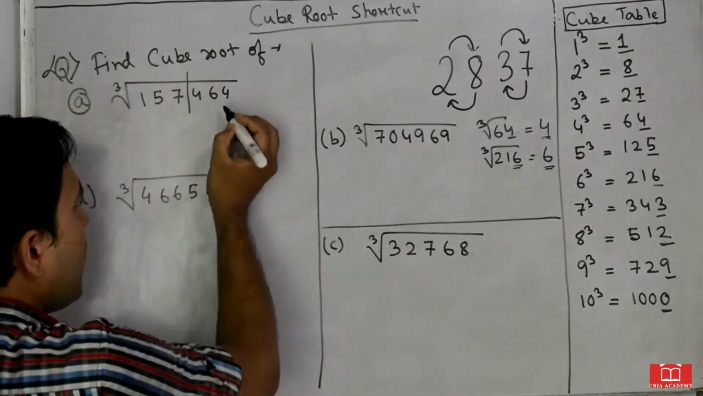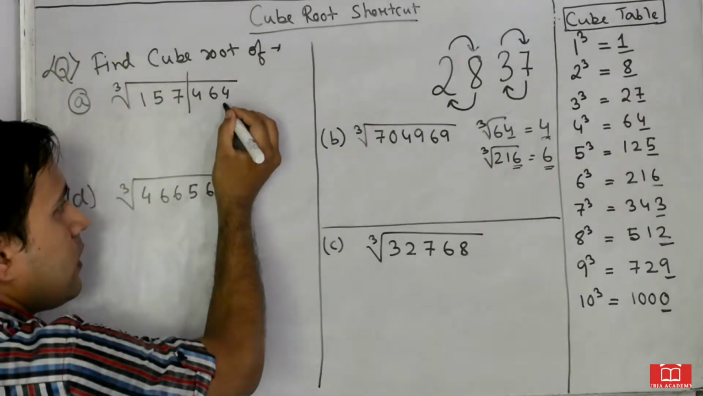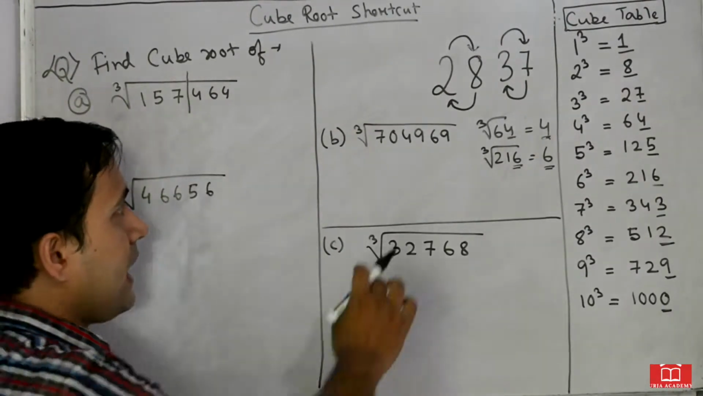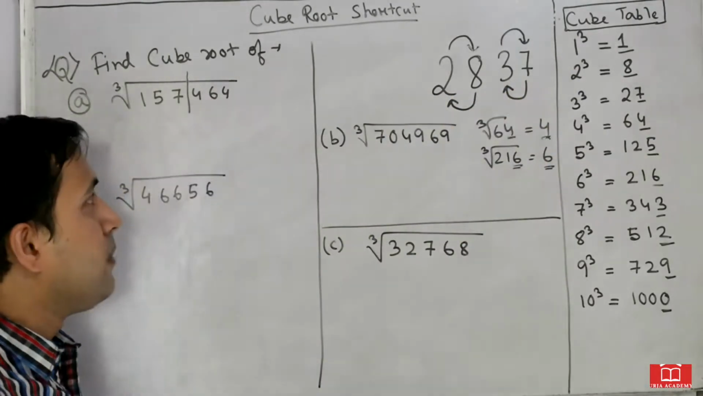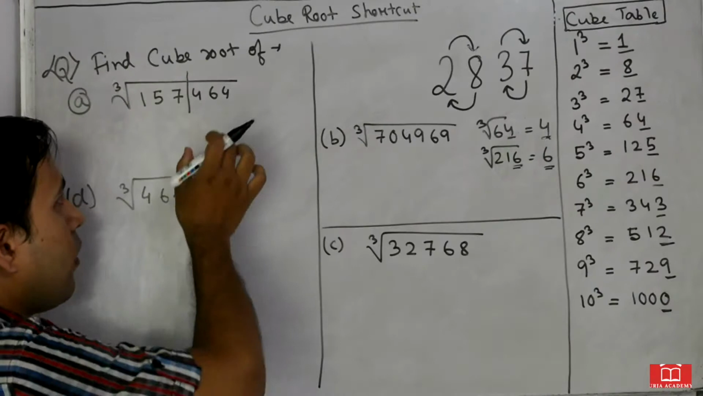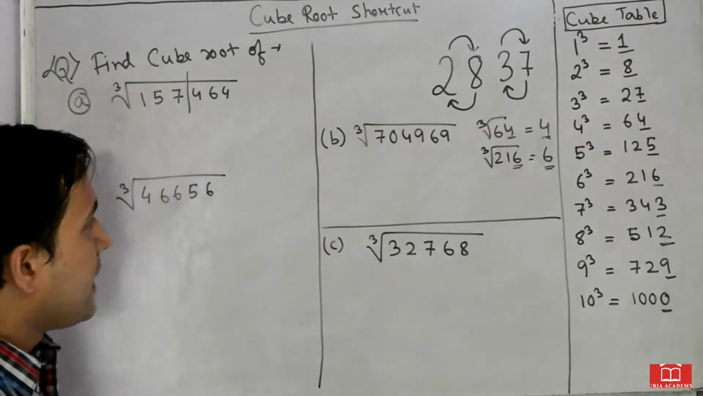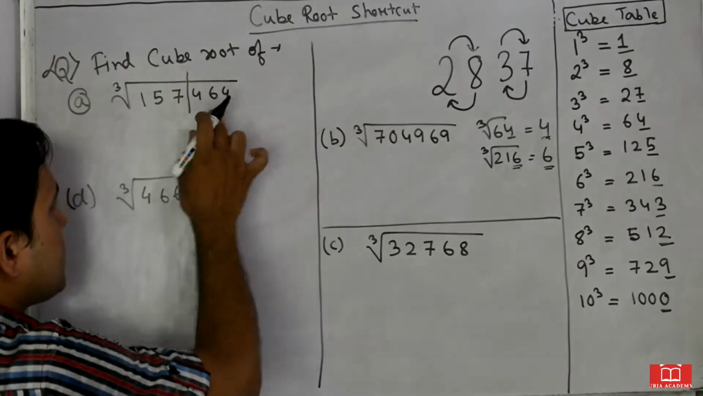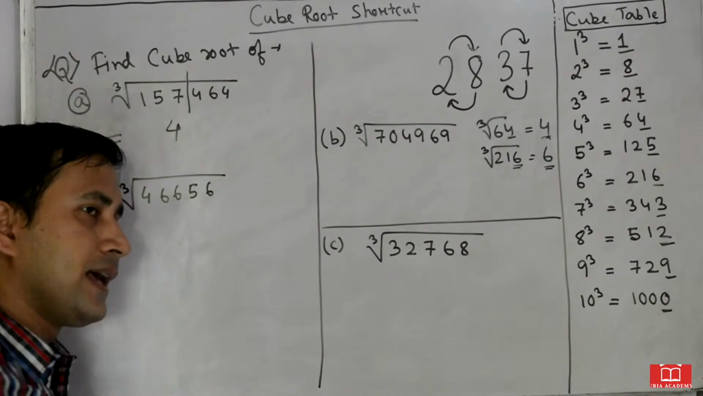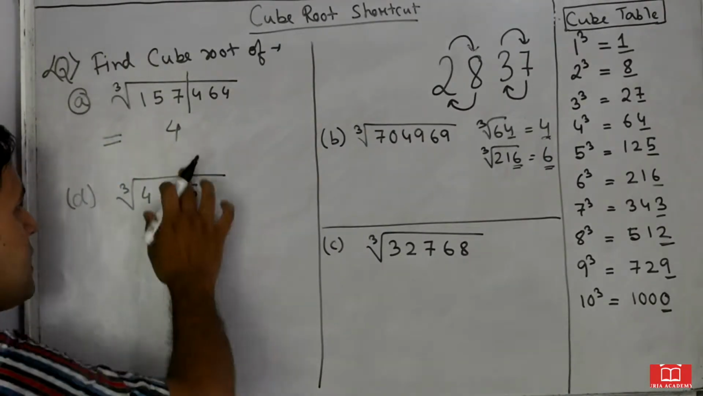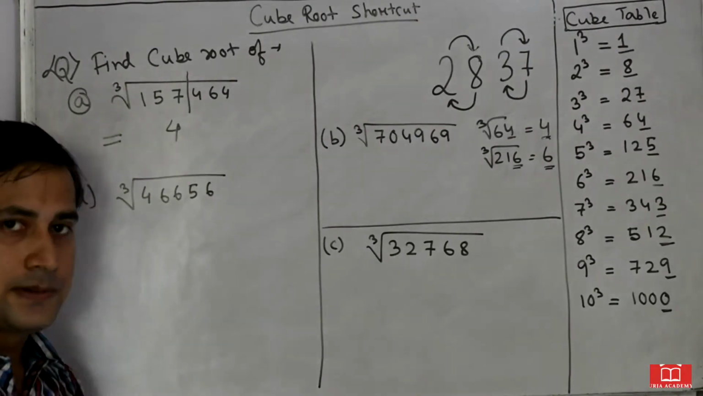Now see here, what is the ending digit of this number? It is 4, and we know that except for the digits 2, 8, 3, 7, for all other digits the ending digit of the cube and the ending digit of the answer is the same. That means if the ending digit is 4 inside the cube, in the answer also we'll get the ending digit 4. So this is the ones place of our answer.